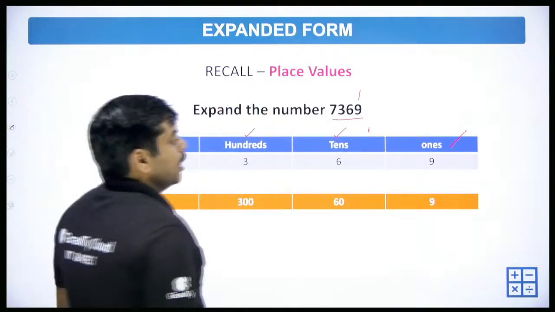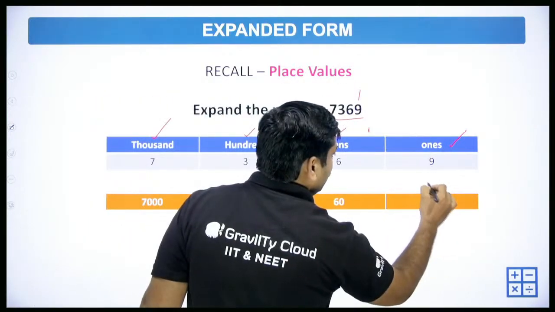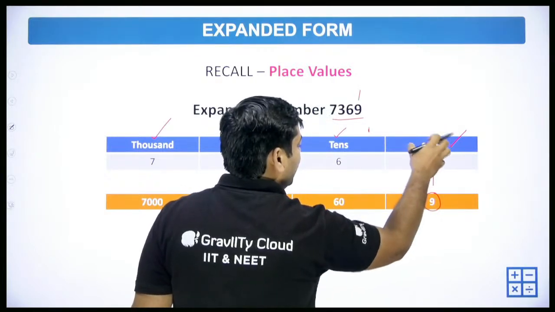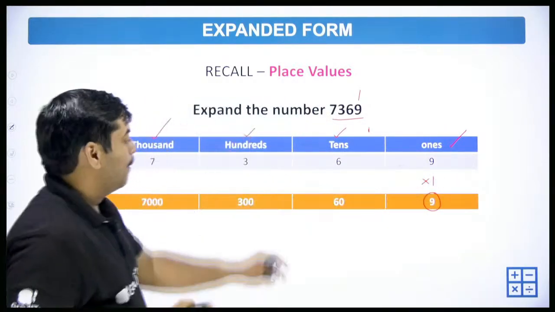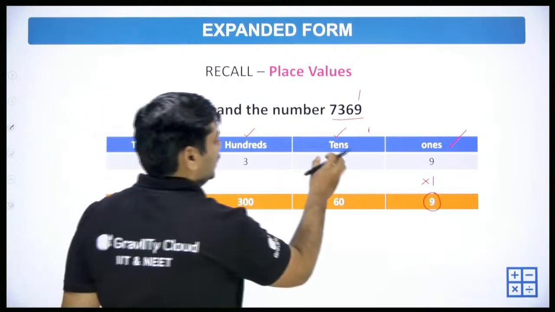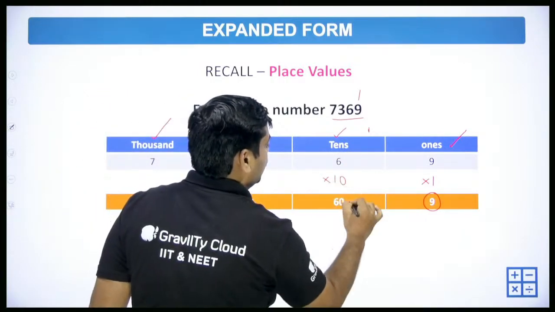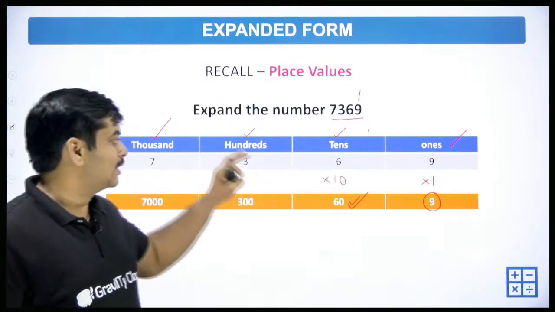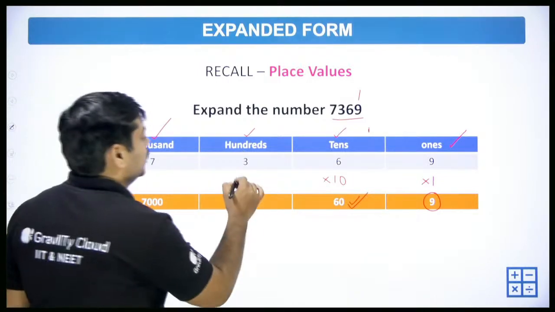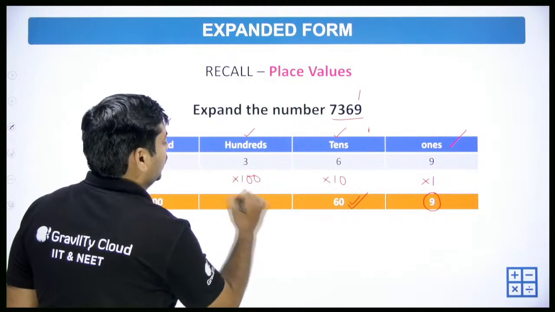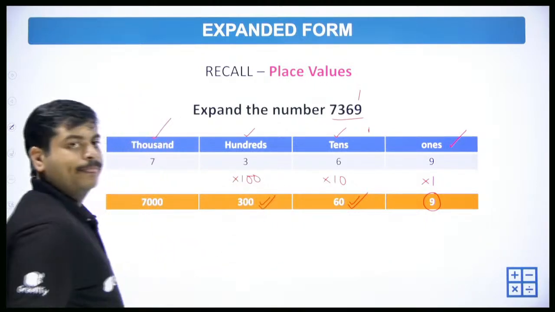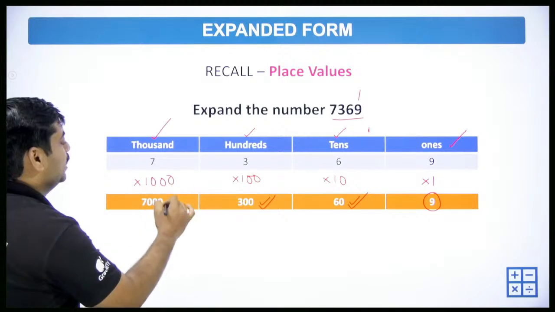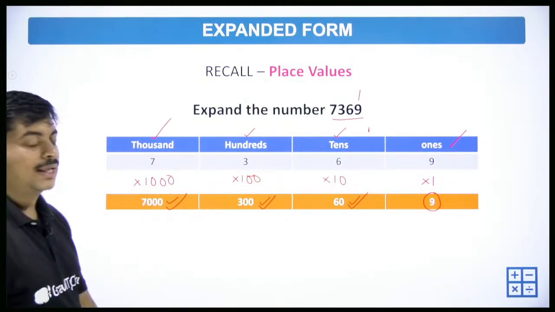So 9 into 1 will give you 9. That means the value of 9 is 9. But 6 into 10 will give you 60. The place value of 6 is 60. In the same way, in hundreds, 3 into 100 is 300. And 7 into 1000 is 7000.